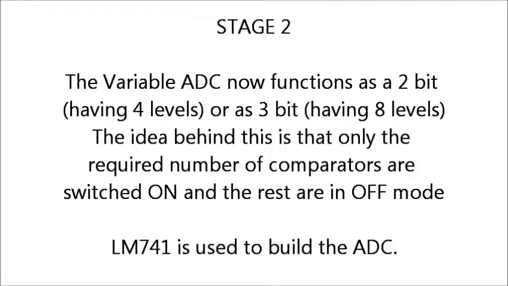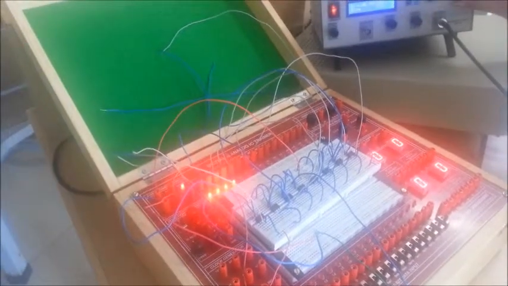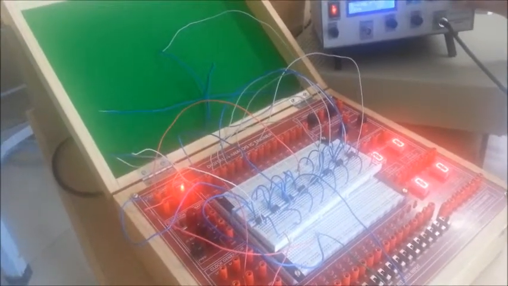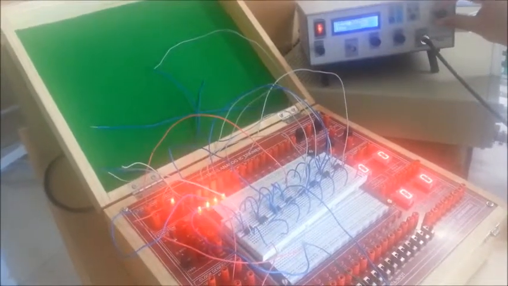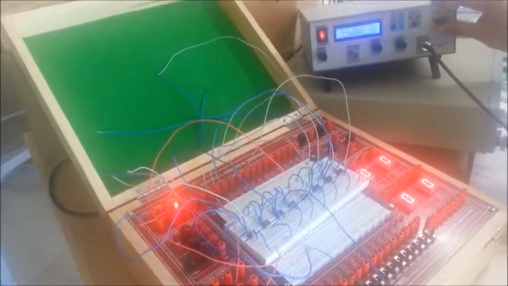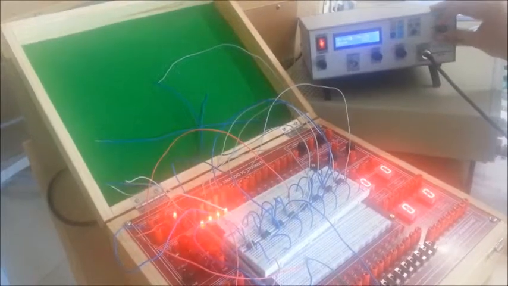Now, in stage 2, we have used a MOSFET to trigger the comparators of the ADC. A set of 8 LM741 is used to build the ADC. Now let's see the functioning of the ADC in the 2-bit resolution mode.